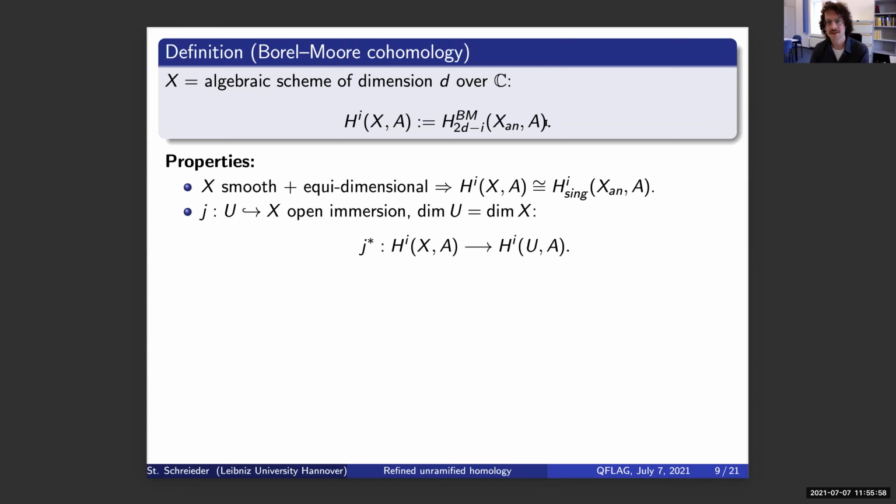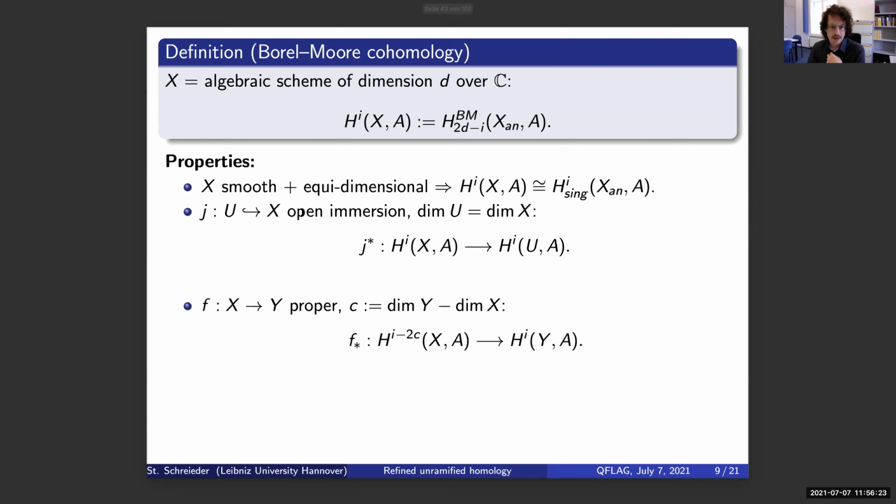Then, yes, Borel-Moore homology is not functorial with respect to arbitrary pullbacks, but it is functorial with respect to étale maps between schemes of the same dimension. And we will only need that it's functorial for open immersions between schemes of the same dimension. So we have pullbacks to open subsets U that have the same dimension as X. So there are not many pullbacks, but Borel-Moore homology has a lot of push forwards. For any proper map, you have a push forward map. And the way I define this Borel-Moore cohomology here, the push forward will change the degree. It will go from H^(i-c), where c is the relative codimension of this morphism, to H^i of Y.